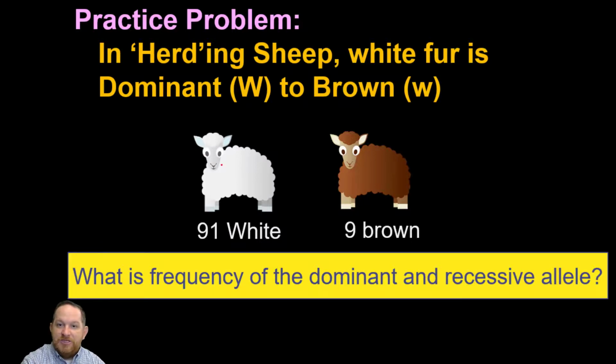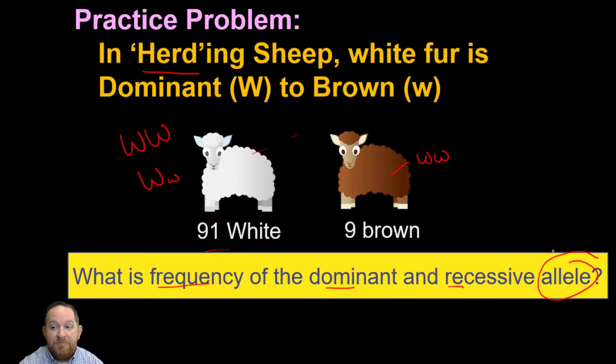Let's do it. So in herding sheep, sheep that you herd, white fur is dominant to brown. So we know then, and they told you to use the W, brown will be little w. White, remember these are going to be big W, but they can also be heterozygous. So they could be homozygous dominant for white or heterozygous for white. They want to know what's the frequency of the dominant and recessive allele. Notice they didn't ask for the genotype, they asked for the allele.